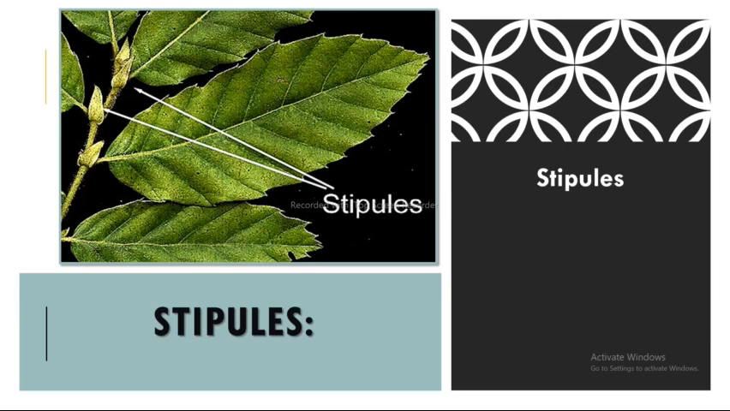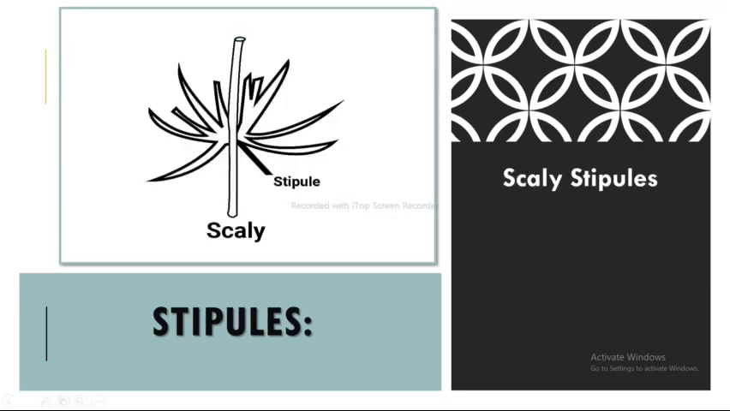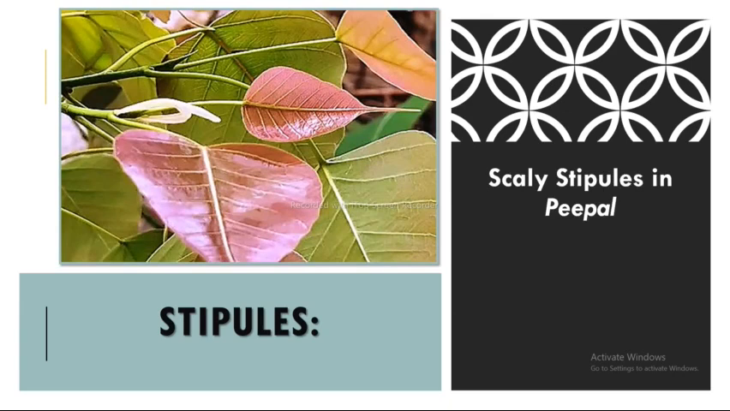So these are the stipules you can see in this figure, as shown in the figure. These are stipules you can see clearly in this figure. And next I'm going to discuss the scaly stipules. So these are the scaly stipules. Scaly stipules are small and membranous stipules, and these stipules are mostly present in peepal as shown in the figure. So these are scaly stipules in peepal, you can see in this figure.